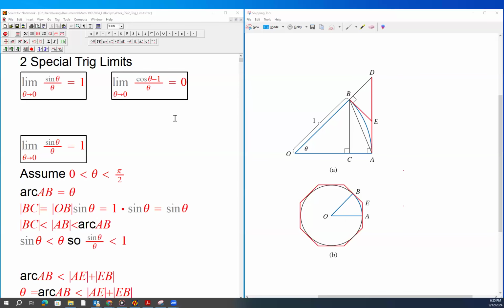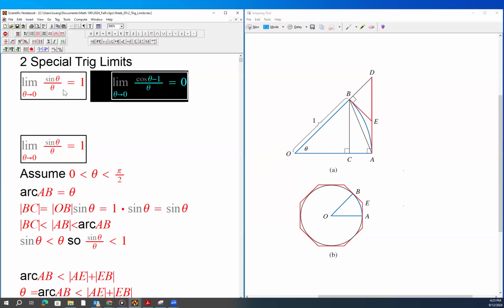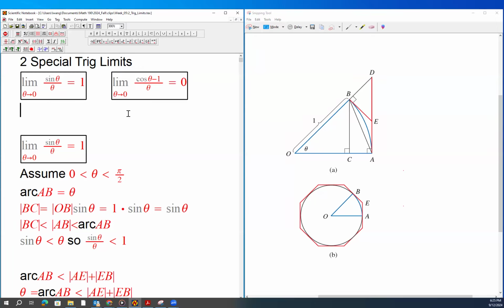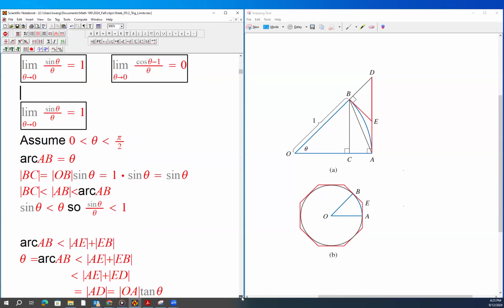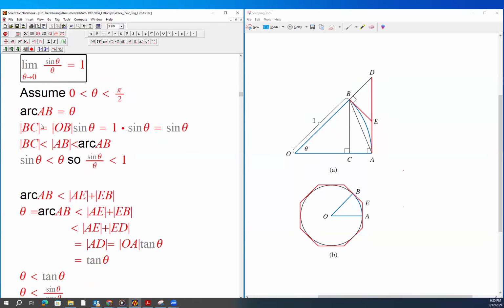Hello, in this lesson, I would like to prove two special trig limits. These are the two special trig limits, and we're going to start with the first one. Let's start with the first one. I'm going to move up a little bit. We got some pictures on the side.